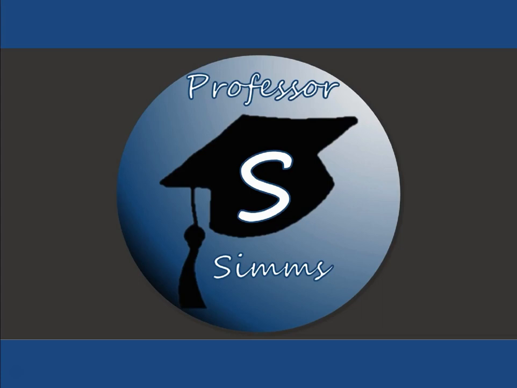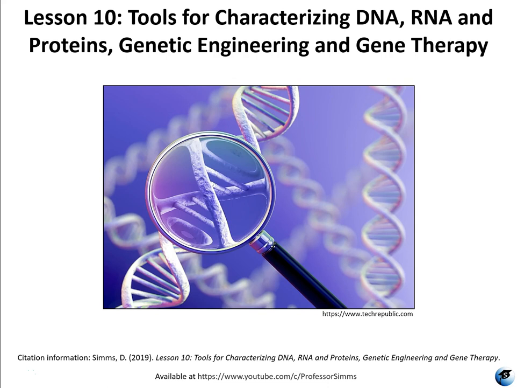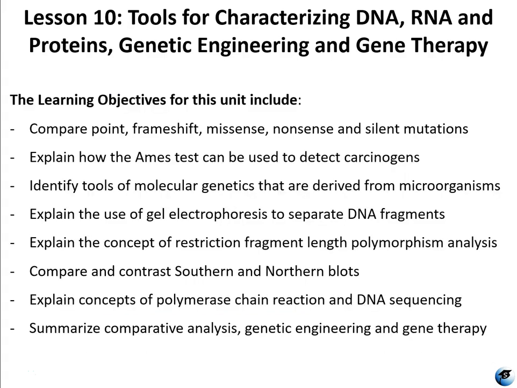In this video, we will be discussing tools for characterizing DNA, RNA and proteins, genetic engineering, and gene therapy. For Lesson 10, the learning objectives are we're going to be looking at different types of mutations that occur in DNA. We'll talk about some tests that are used to detect carcinogens, including the Ames test. We'll identify some tools that are used in genetics that were actually derived from microorganisms, so that's pretty cool.